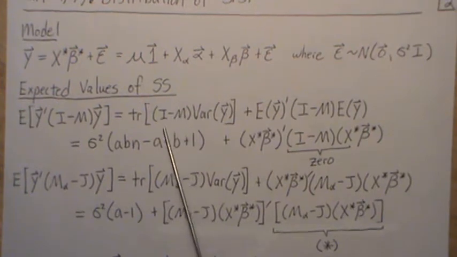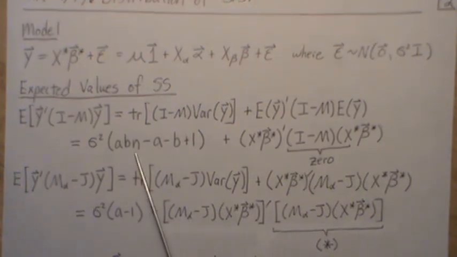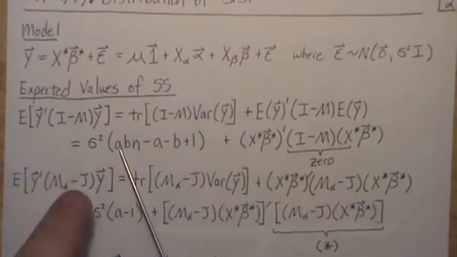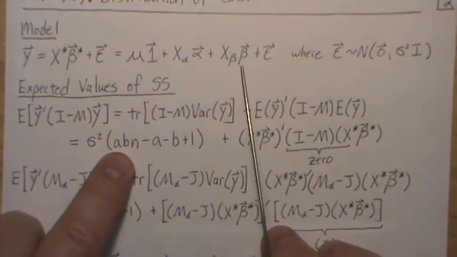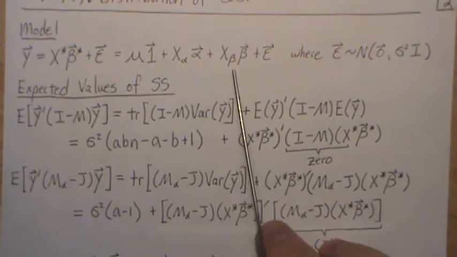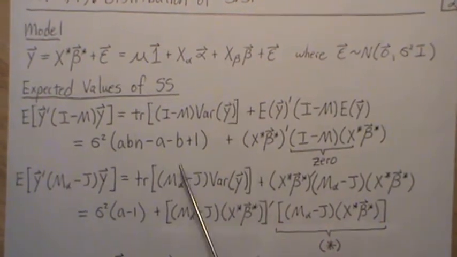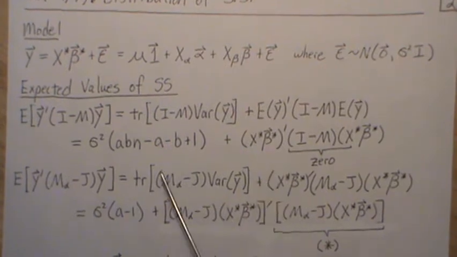The rank associated with that is ABN minus A minus B, where A is the number of levels for factor A, B is the number of levels for factor B, and N is the number of replicates within the crossed factors. On the back page we'll investigate that a little further.